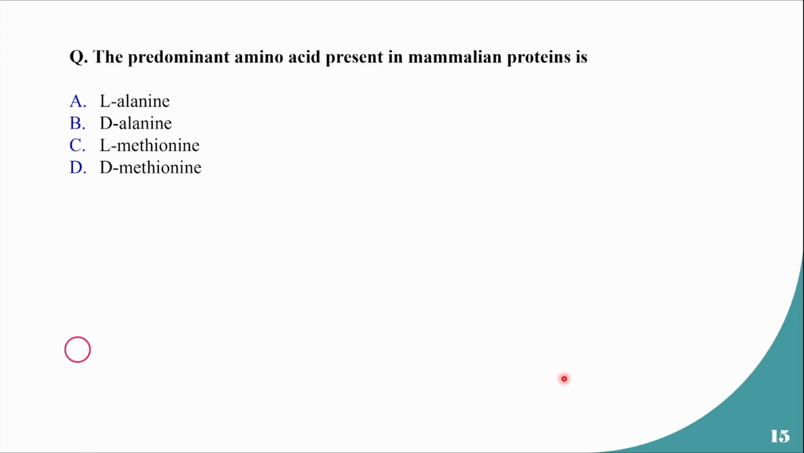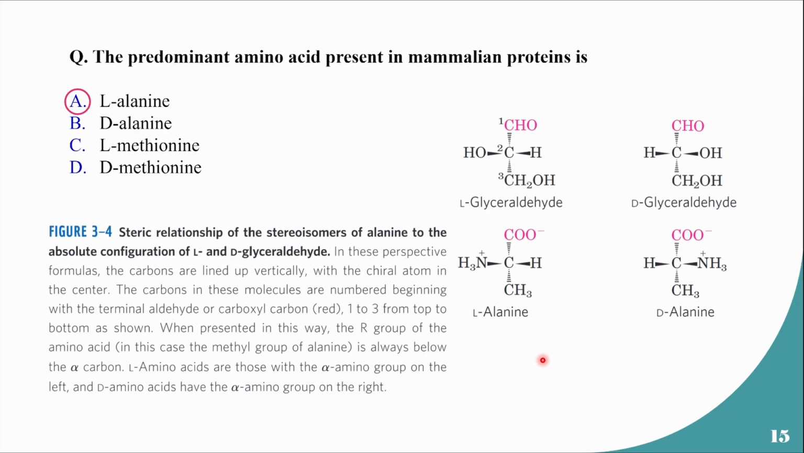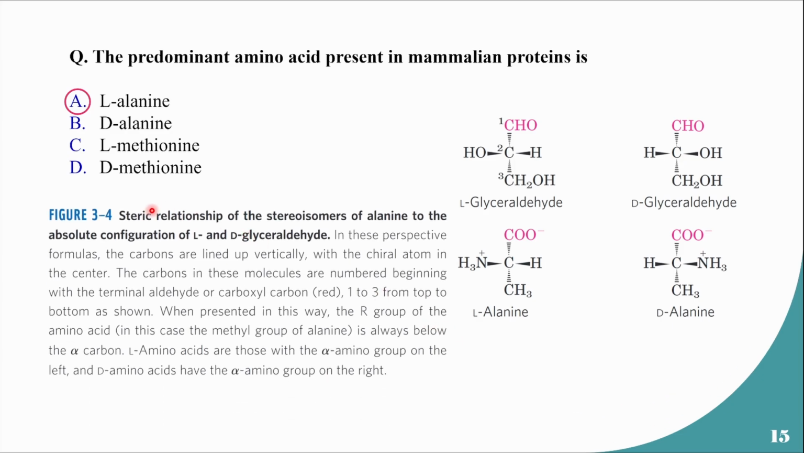So here the answer actually will be L-alanine. Okay. So here are the steric relationships of the stereoisomers that are mentioned. For example, the comparison is with the L and D glyceraldehyde, right? Basically, the carbons of the molecules are numbered with the terminal aldehyde or carboxyl starting from those atoms, and then 1, 2, 3 from top to bottom. That is what is represented here.